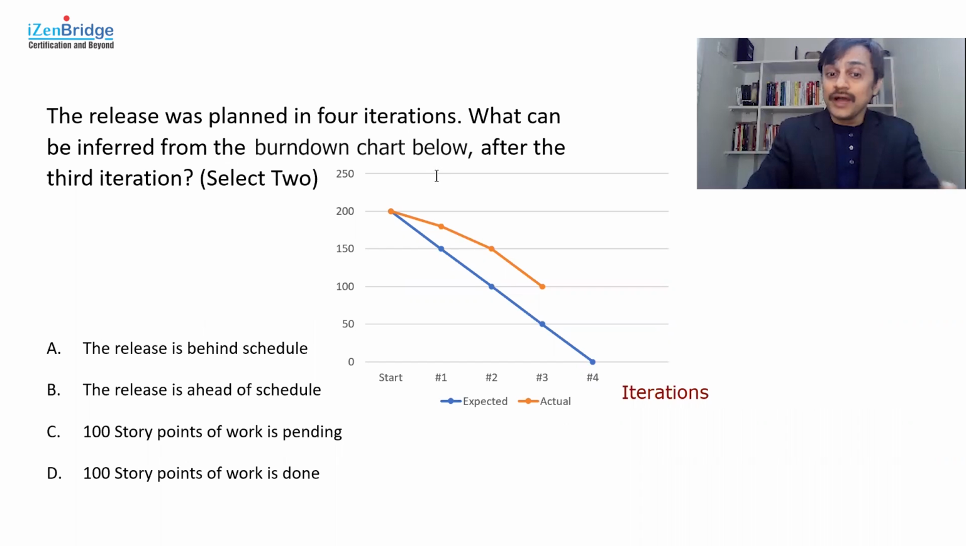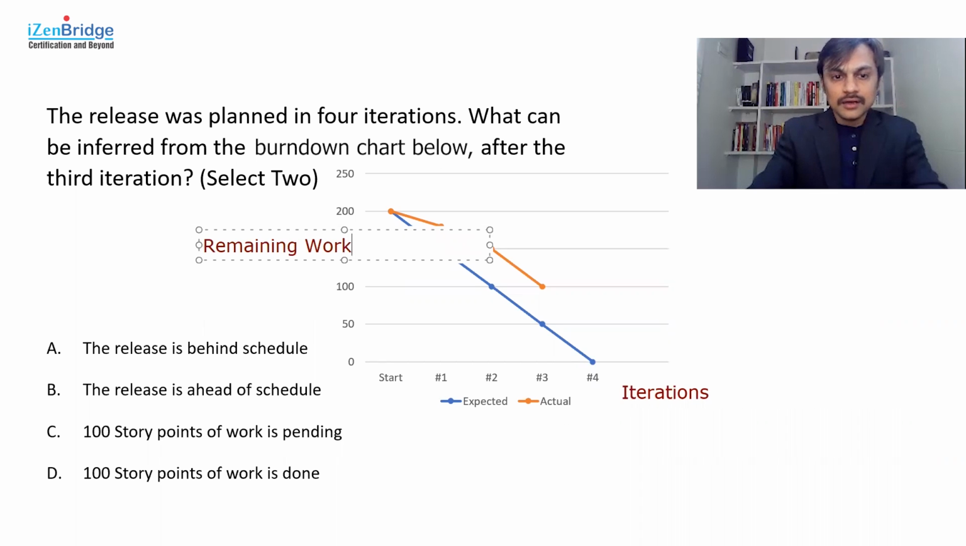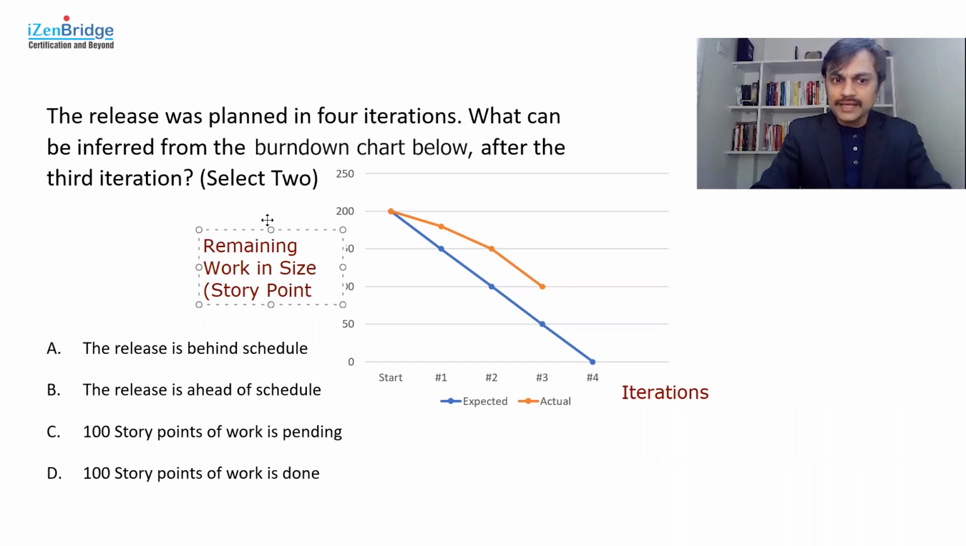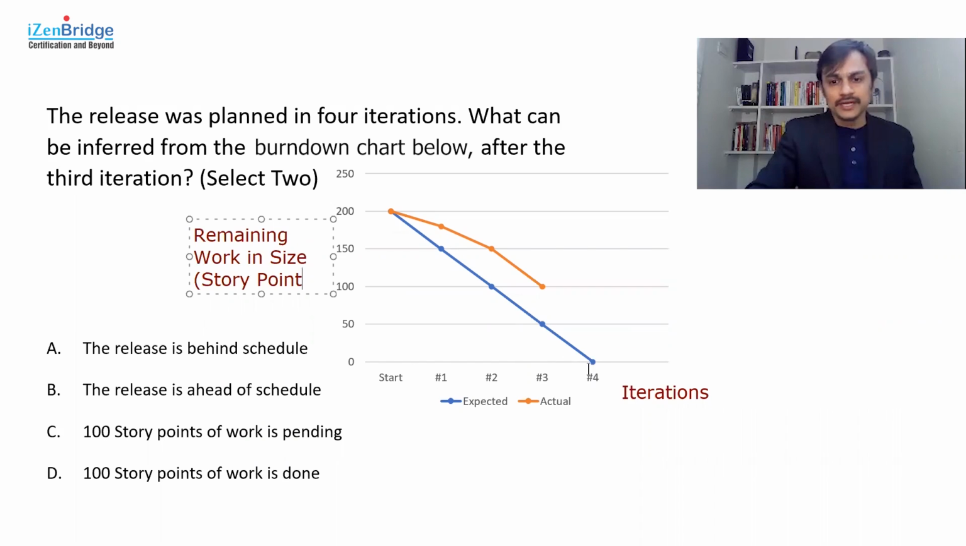What you have on the y-axis, that is a little tricky. You have remaining work in size. In case of here, I can assume it's a story point. Yeah, so that's something I can say. That makes it a burn down chart. So that's a burn down chart. We have the y-axis as remaining work in story points, and I have an x-axis talking about iterations.